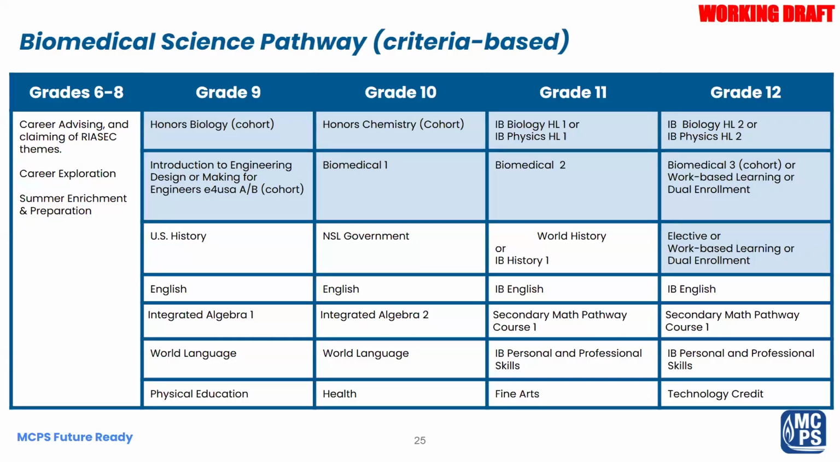So in grade 9, we'll roll out the cohorted biology and the cohorted engineering and technology class for these students. In grade 10, they'll be together in chemistry, and we'll roll out our new biomedical course. And you can see that each year we'll continue to add until at the end of the 5-year period is when we'll have the full program in place.